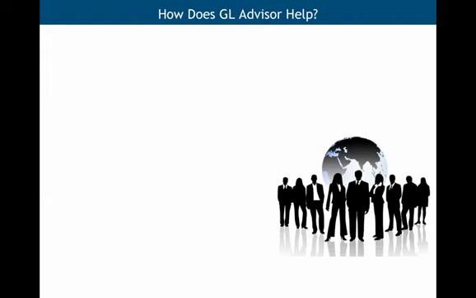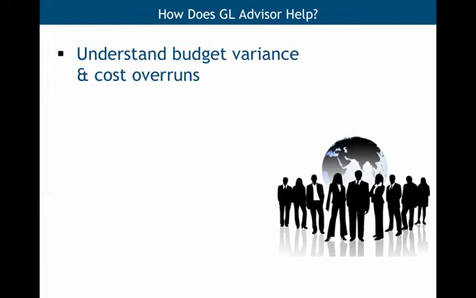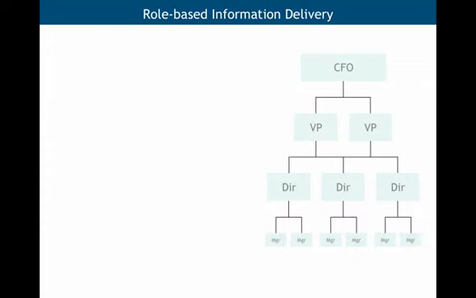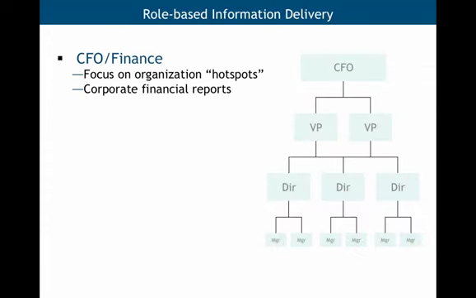So how does GL Advisor help? Well, we help you pinpoint and understand budget variance and cost overruns. You can get down to the individual underlying transactions linked to those costs. GL Advisor presents your raw GL data in the proper context using something called divisors so that your comparisons are really apples to apples. Better insight into costs helps you minimize budget variance, which helps improve cash flow, profitability, and accountability.